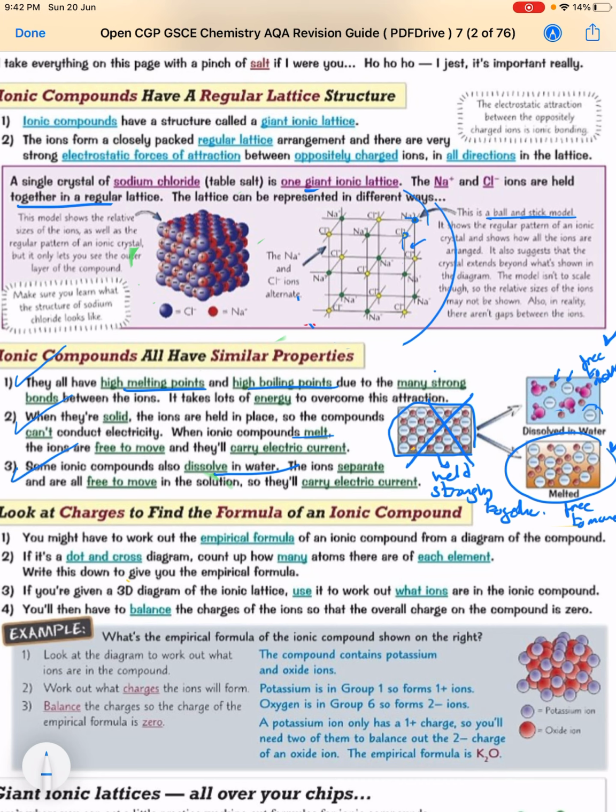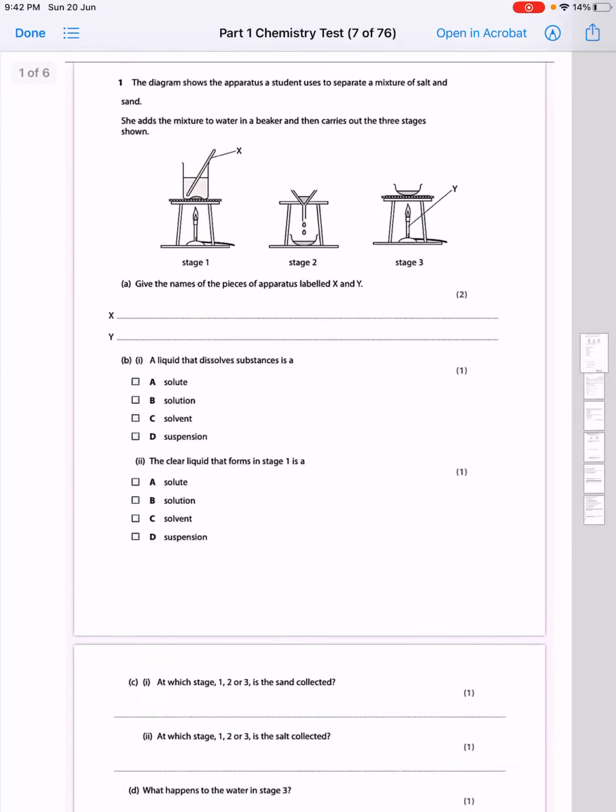Also, of course, one of the main properties of ionic compounds is that they are hard, for the same reason. They're hard because of the giant ionic lattice, which is made of positive and negative ions held together in a regular lattice. That's why it is hard to break. Okay? Now, I'm going to finish this with a question from the past paper.